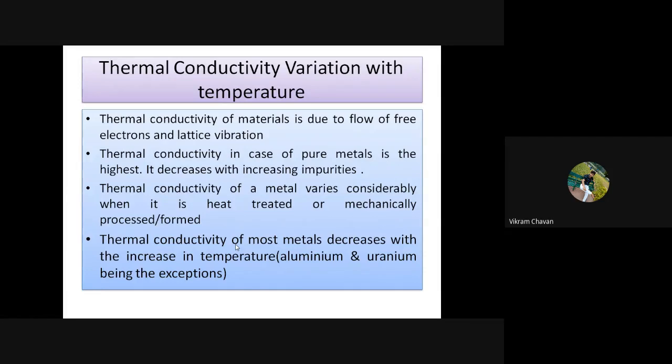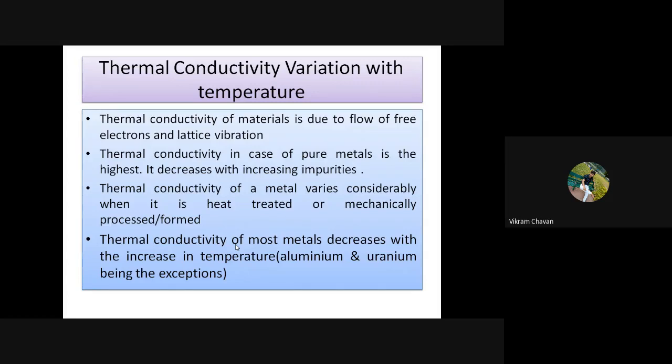Okay, because as we are performing any task, or doing any manufacturing process, in that case some amount of the material structure will get changed. During forging and during the foundry process also, some amount of the material structure will get changed for that particular material, and due to that, the thermal conductivity of that metal will get hampered, or it will get changed. So thermal conductivity of a metal varies considerably when it is heat treated or mechanically processed or formed.